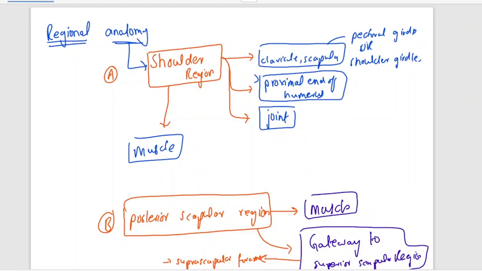So first of all, come to the shoulder region. In the shoulder region there are bones. What bones? Clavicle and scapula. These are two bones in the shoulder region, and they create the pectoral girdle and shoulder girdle. Another is the proximal end of the humerus. For example, this is the humerus bone, so the proximal end of the humerus is also contained in the shoulder region. Another is the joint. There are many joints; we will discuss the glenohumeral joint. After that we will discuss the muscles of the shoulder region. So these are the shoulder region.